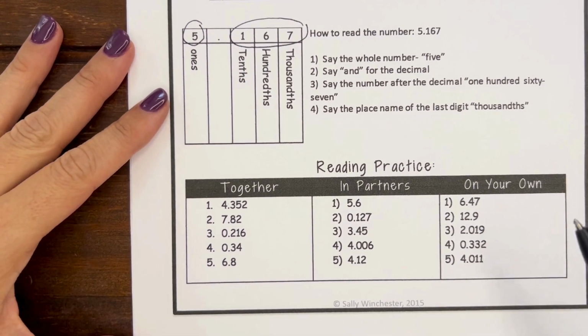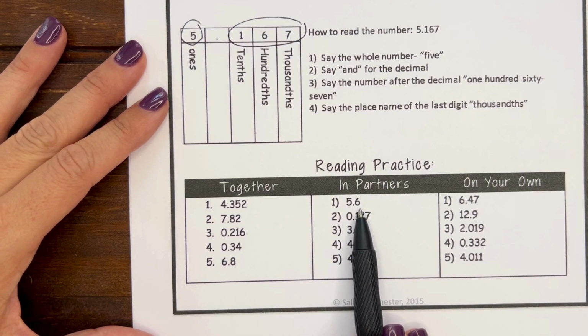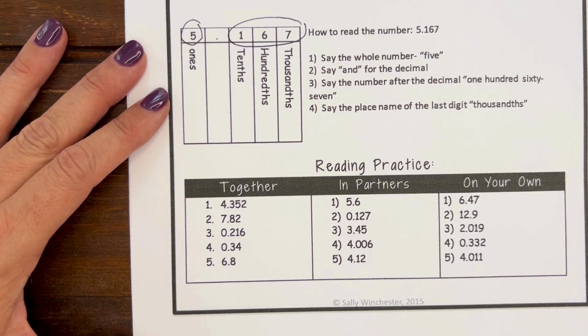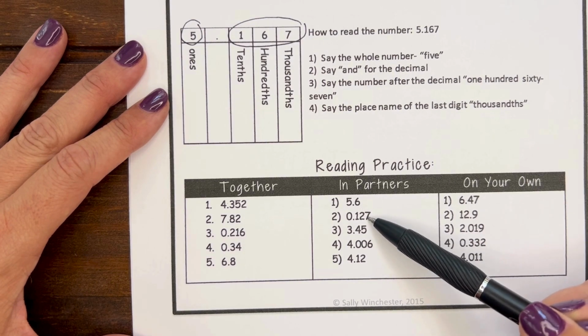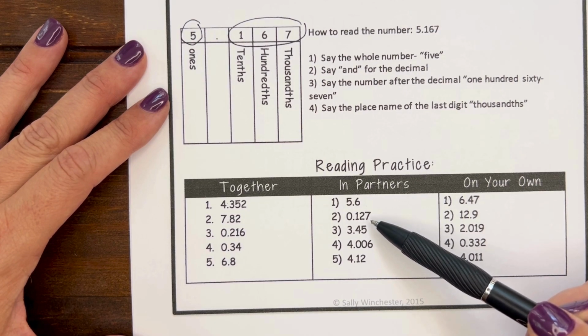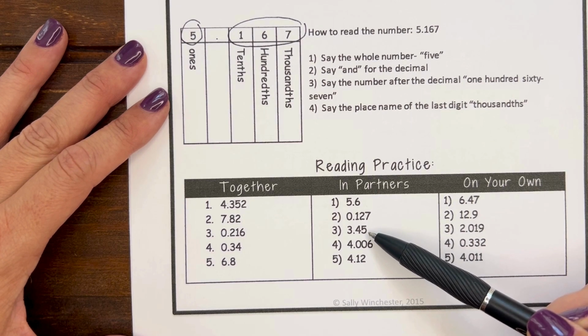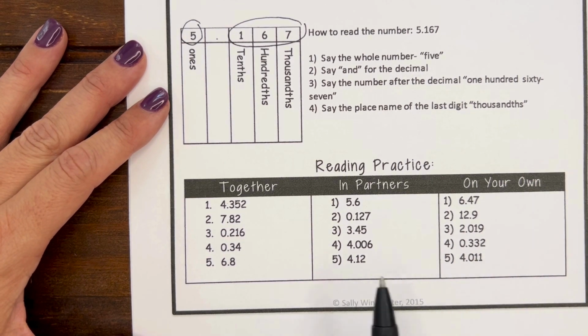All right, let's practice reading these out loud together. Remember, when we have 1 digit after the decimal point, it's tenths. When there are 2 digits, it's hundredths. And when there are 3 digits, it's thousandths. Here we go. 5 and 6 tenths. 0 and 127 thousandths. If you want to skip the 0 and, it's just 127 thousandths. 3 and 45 hundredths. 4 and 6 thousandths.